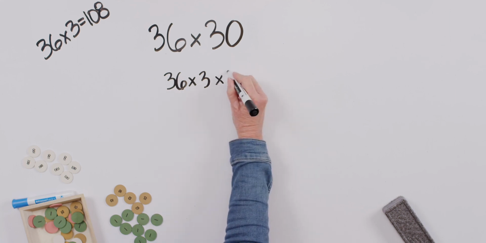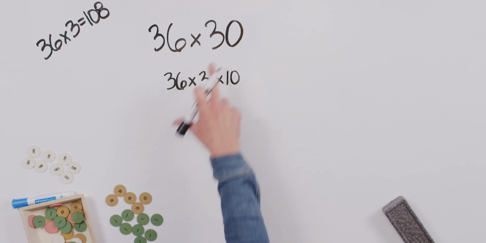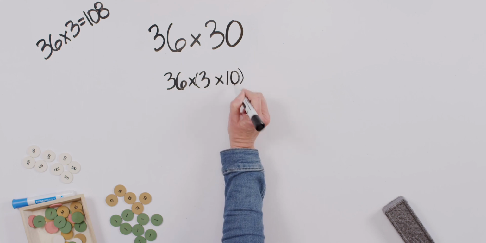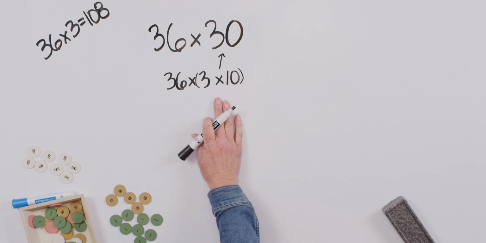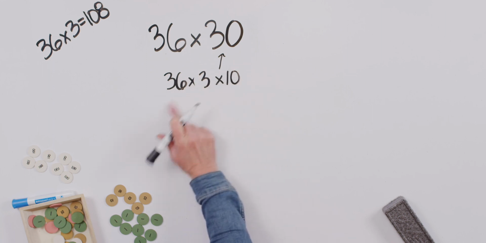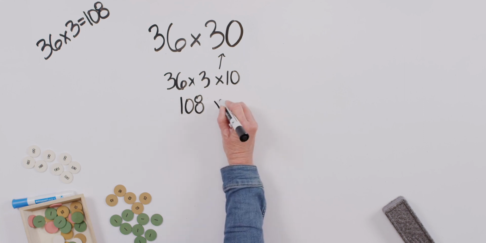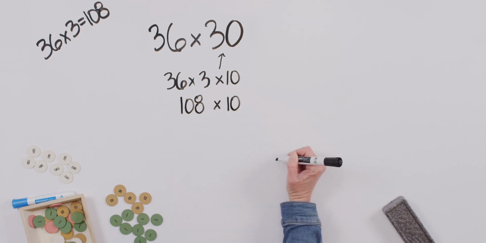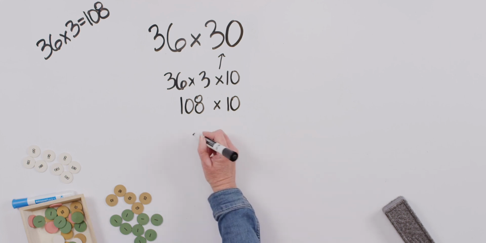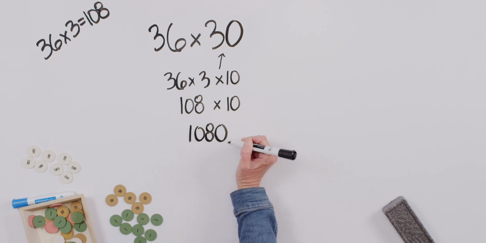So what if I wrote it like this? My 3 times 3 is my 30, right? So this right here is my 30. But yet I know, remove these now, 36 times 3 is 108. And multiplying that by 10 might make it feel a little bit easier. What's 10 groups of 108? It will give me 1,080.